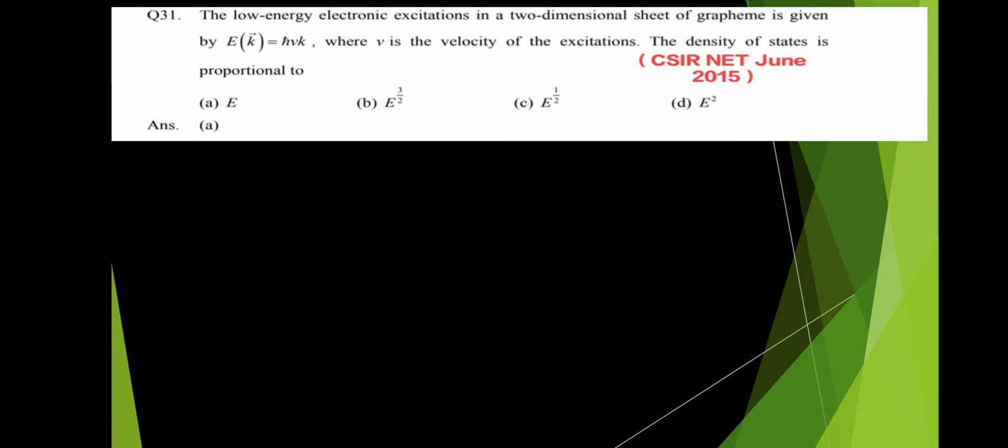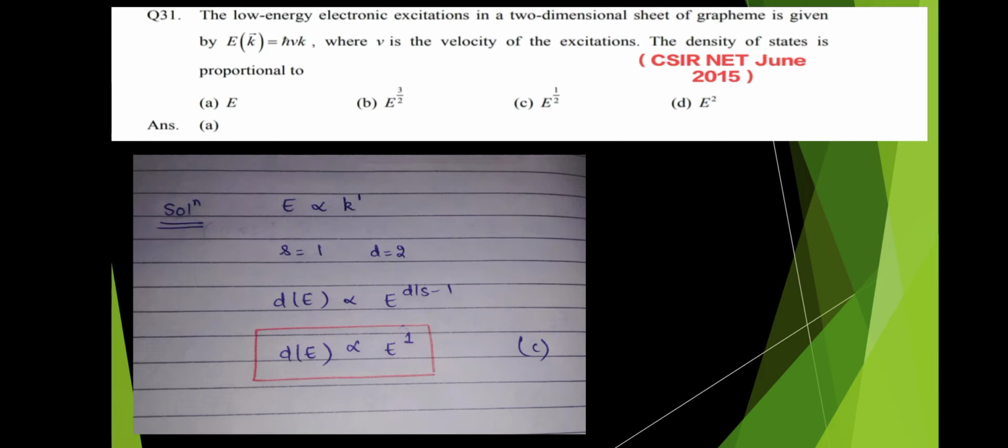Next question is of CSIR NET June 2015. What you should do, just pause the video and solve it by yourself and then check the solution. This will help you a lot. So here in this question, the E-k relationship is given. So E is proportional to k raised to power 1. So S is equal to 1, 2 dimensional, so D is equal to 2. This is a repeated question, the same as the last to last question. So DE is proportional to E raised to power 1.